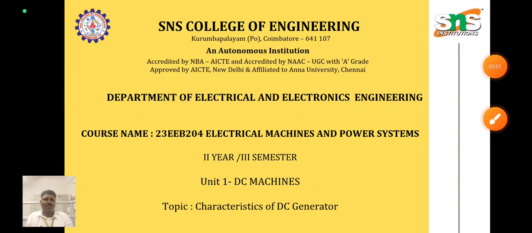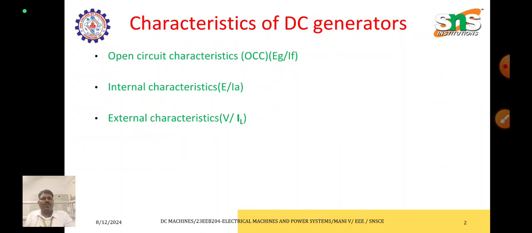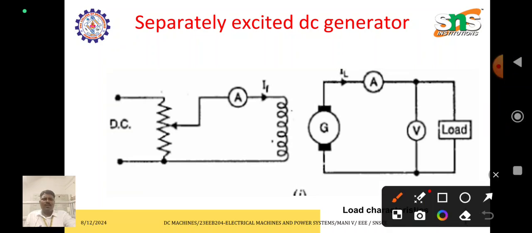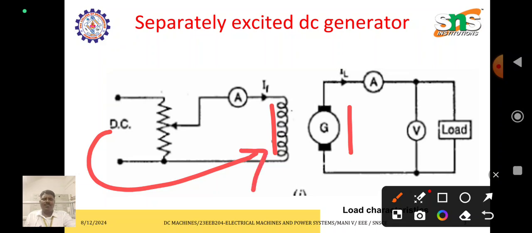Hi everyone. Now we are going to see about the characteristics of a DC generator. In a DC generator, there are open circuit characteristics and load characteristics. In a separately excited DC generator, the field and armature are kept separate. For the field winding we give a separate supply, and the armature is separate.